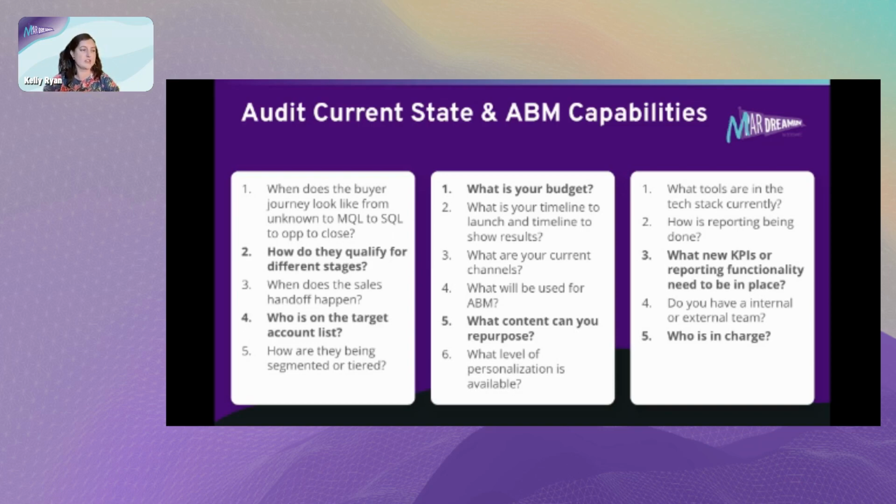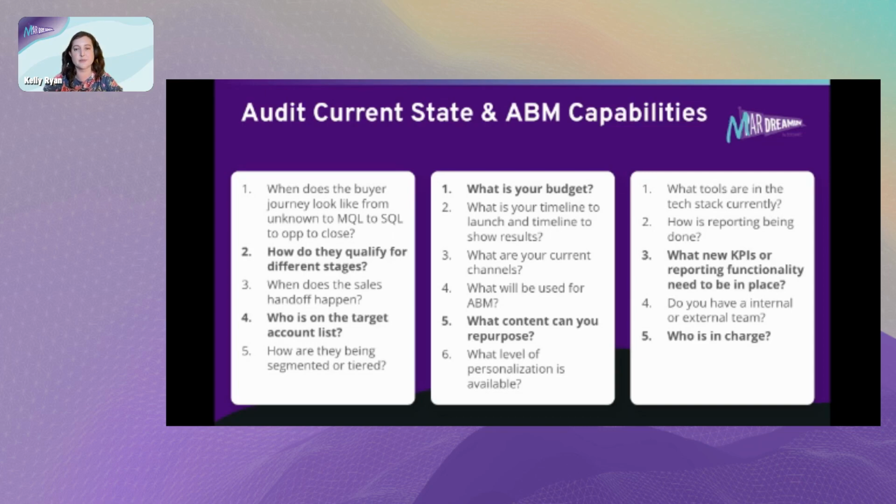So a couple of my key questions that I want to point out are in bold. So as you're going through your audit, how do your prospects qualify for different stages? Who is actually on the target account list? What is your budget? That's a really key one. You can't do much if you don't have anything. And what content can you repurpose?